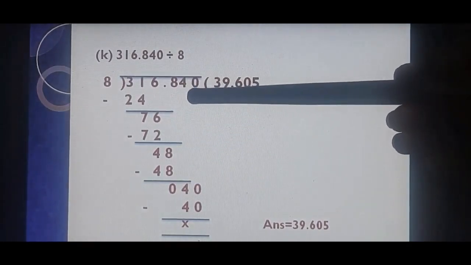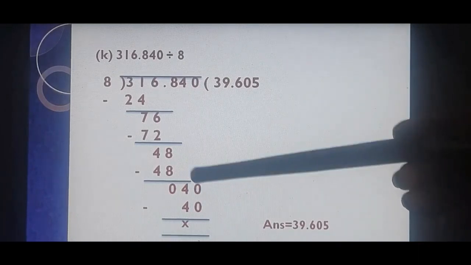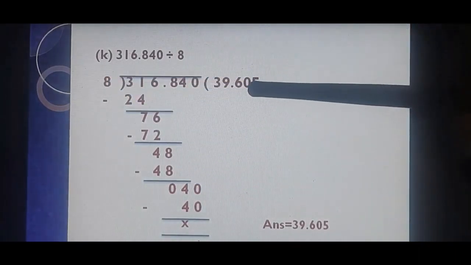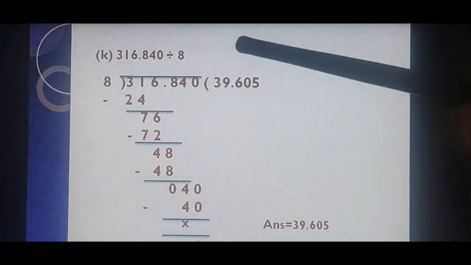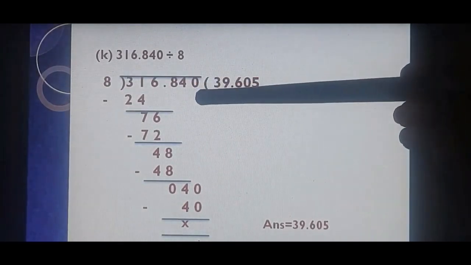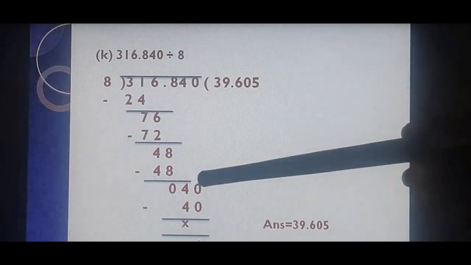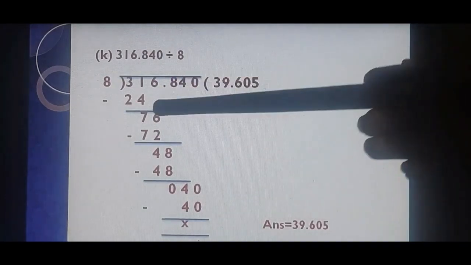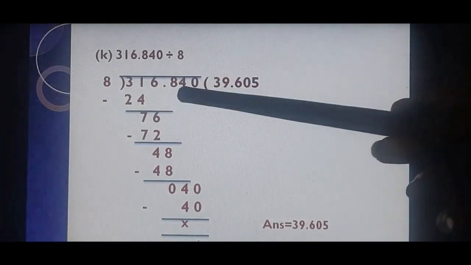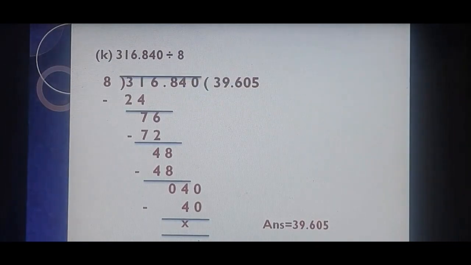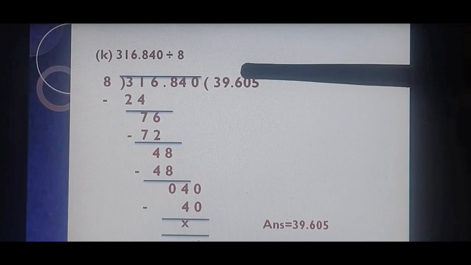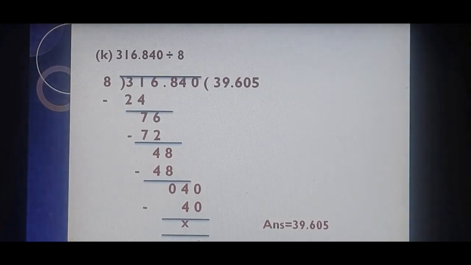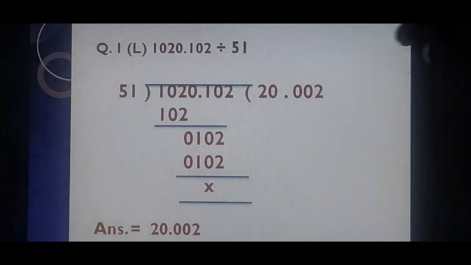But till now 2 digits are left. So take the next digit, that is 4. 4 is less than 8. So we will put 0. 8 zeros are 0. So 4 will be left only. Then we will take the next digit, that is 0. Now the number has become 40. 8 5s are 40. Right? Now see, division is completed. After the decimal 1, 2, 3 digits we want. So start counting from 1's place: 1s, 10s, 100. Then put the decimal here. So our answer has become 39.605.